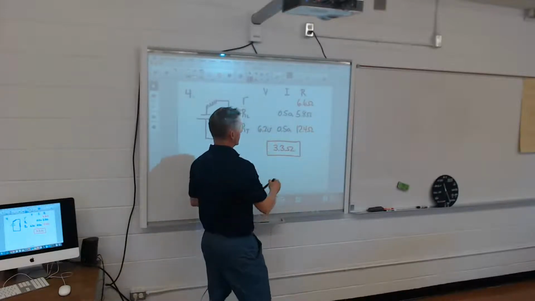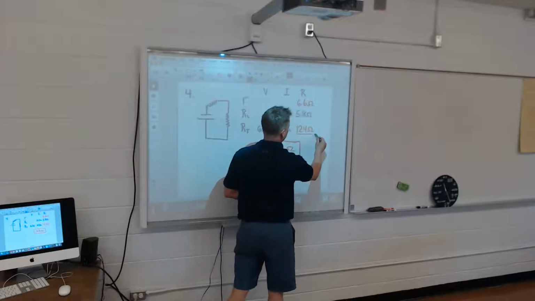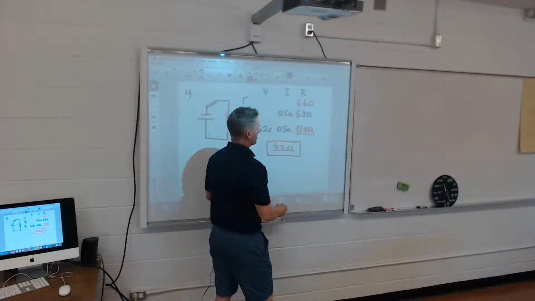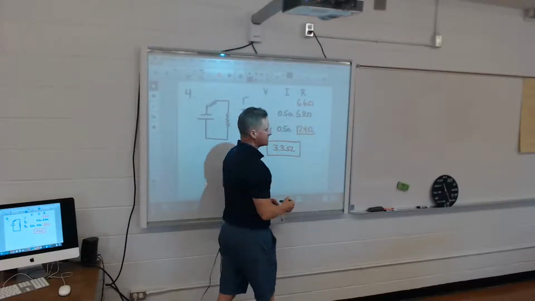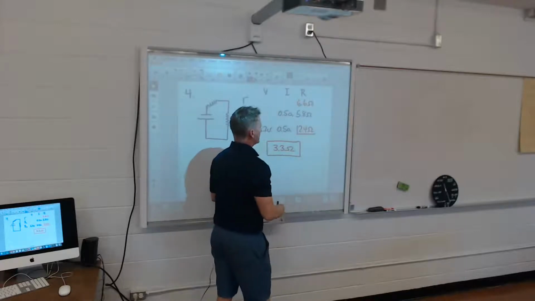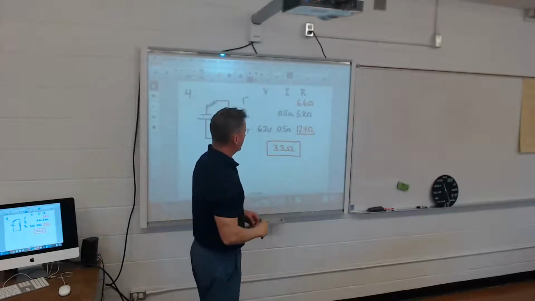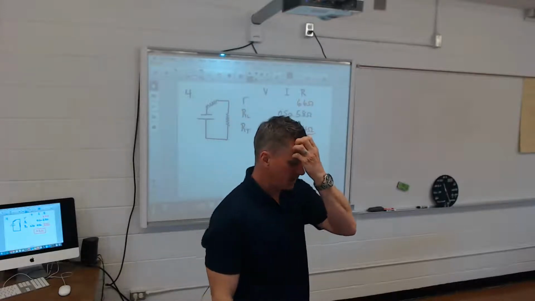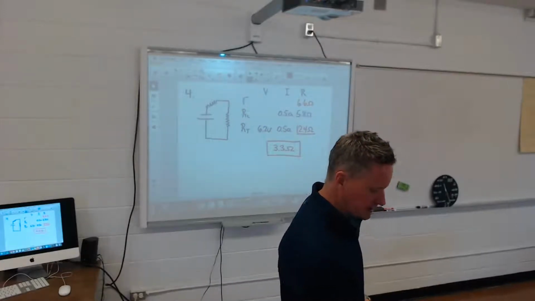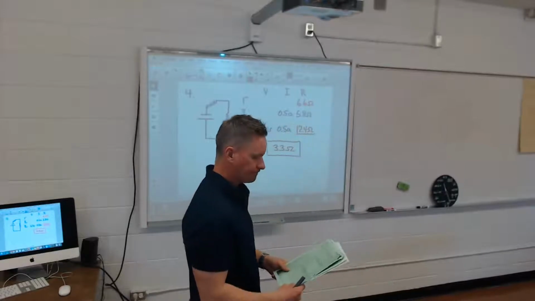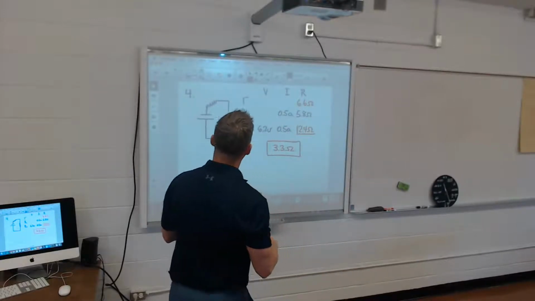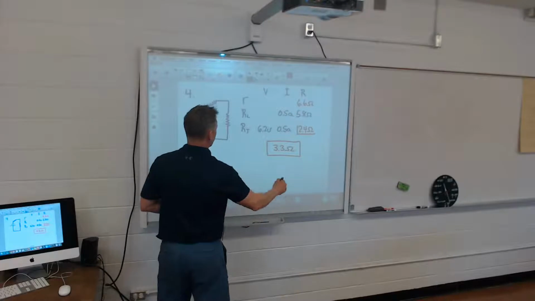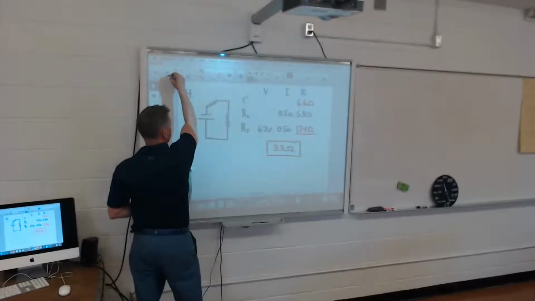Okay, so the first thing I did was find my total resistance. I subtracted my load resistance to get my internal resistance, and then I divided by 2 because there's 2 batteries there. So each cell contains 3.3 ohms of resistance. All right.